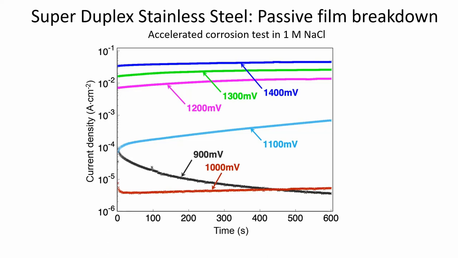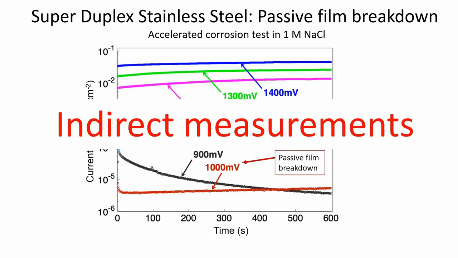But if you go to one volt here, then you see it goes up, but then it starts to go up like that. And that means that you're beyond the passive region, called the transpassive region. So this is the passive film breakdown, as it is called in corrosion science. So this is in some typical electrolyte.